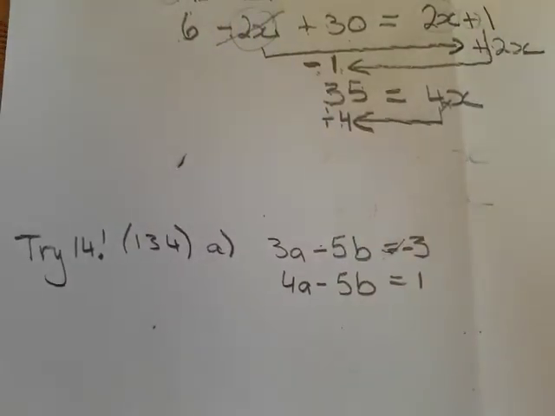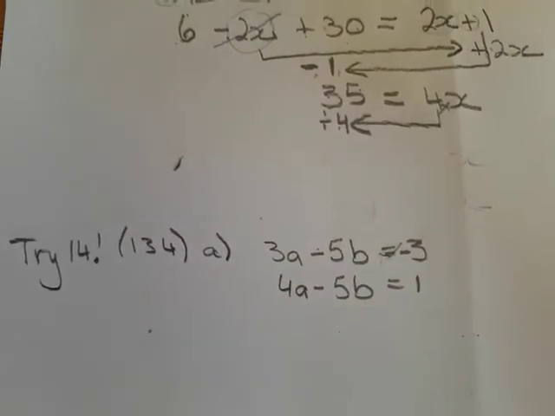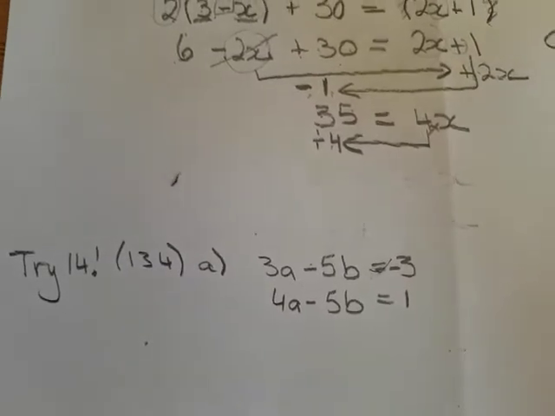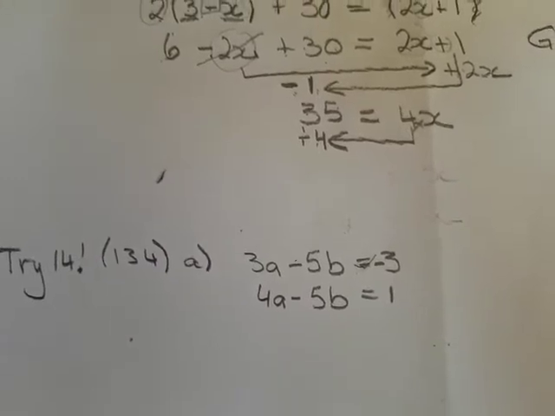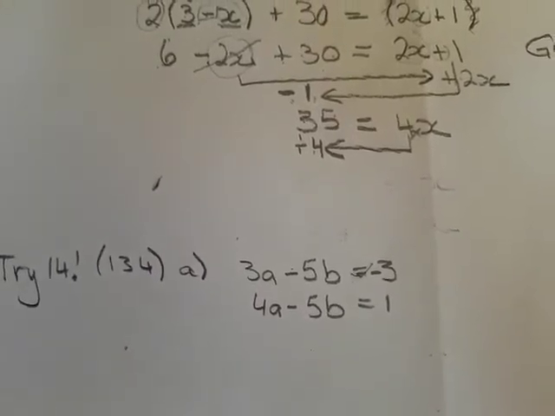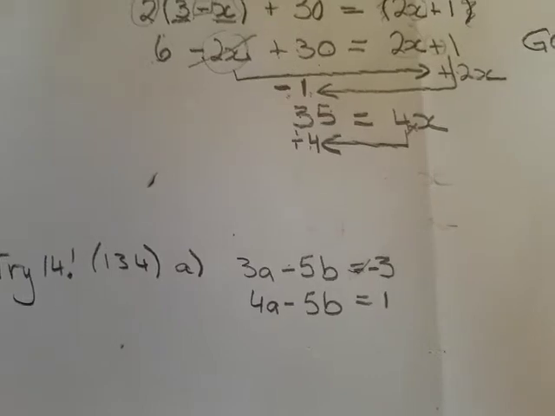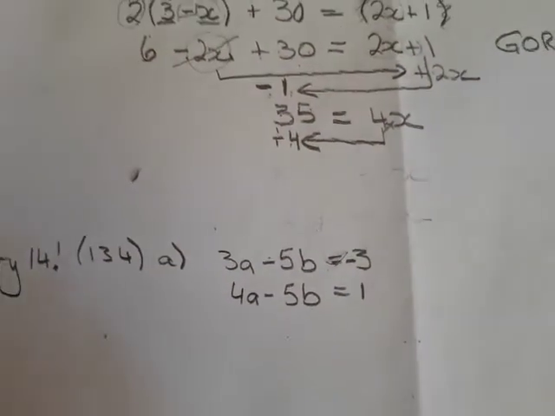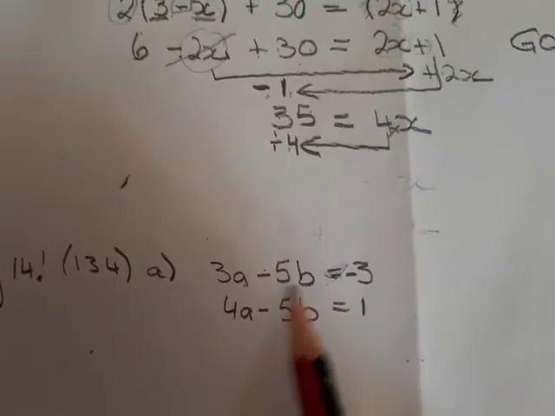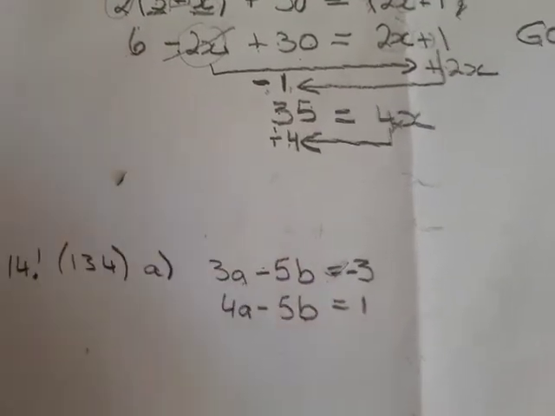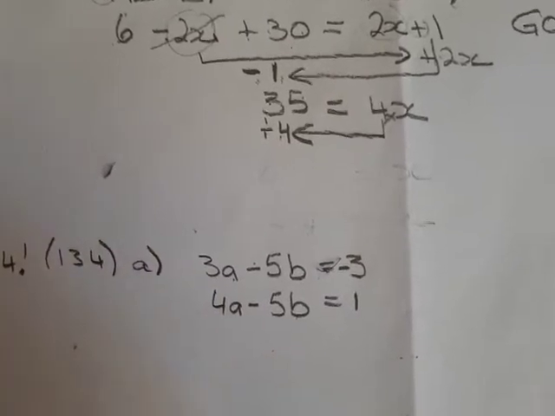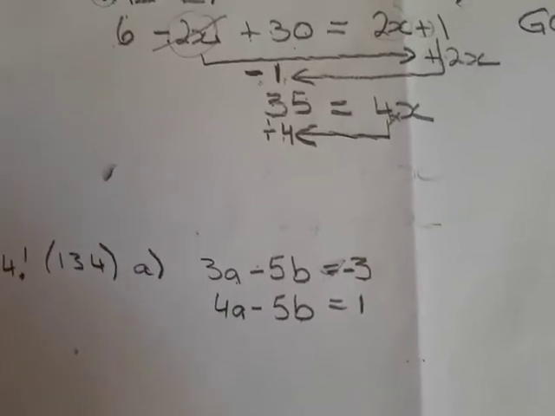Okay, the next question is about Try 14 on page 134, and I will be explaining A. The topic here is simultaneous linear equations with two unknowns. Importantly, we have two equations which we must solve at the same time. That is why we call them simultaneous equations.